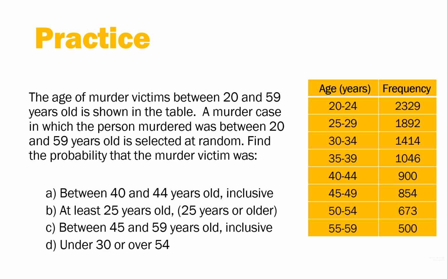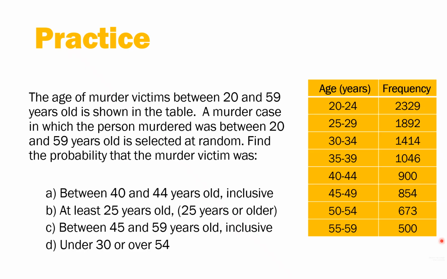So the age of murder victims between 20 and 59 years old is shown in the table. A murder case in which the person murdered was between 20 and 59 years old is selected at random. Find the probability that the murder victim was between 40 and 44 years old inclusive. So you just simply have to find out the frequency of this. And so 40 to 44 is just 900.